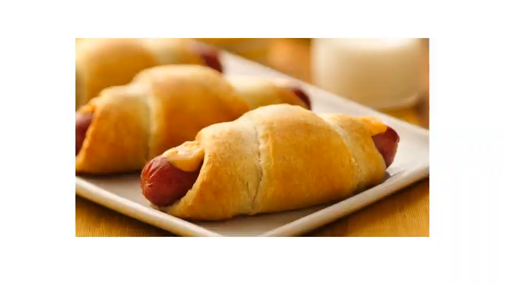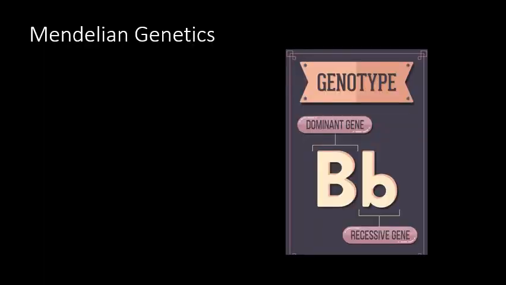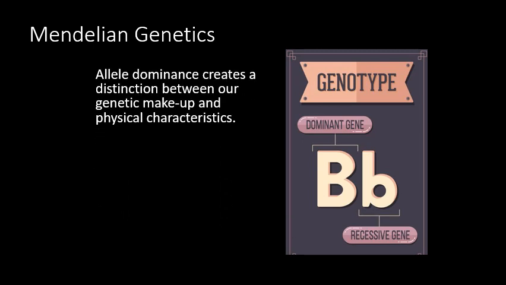So Mendelian genetics then is looking at inheritance patterns. It's interested in whether or not an individual is homozygous or heterozygous for a particular type of allele, and how those alleles either cancel out each other and what they produce in the end. So allele dominance then creates a distinction between our genetic makeup and our physical characteristics. And they can in fact be different.